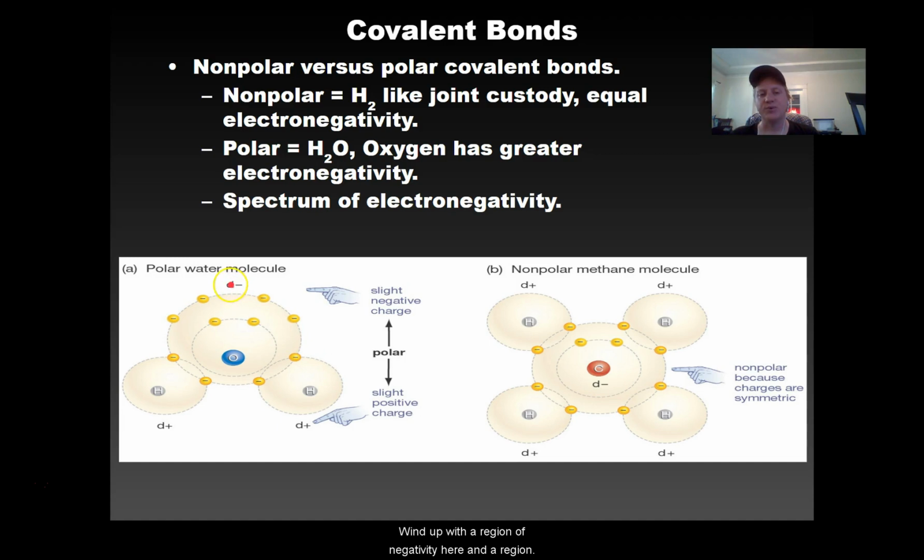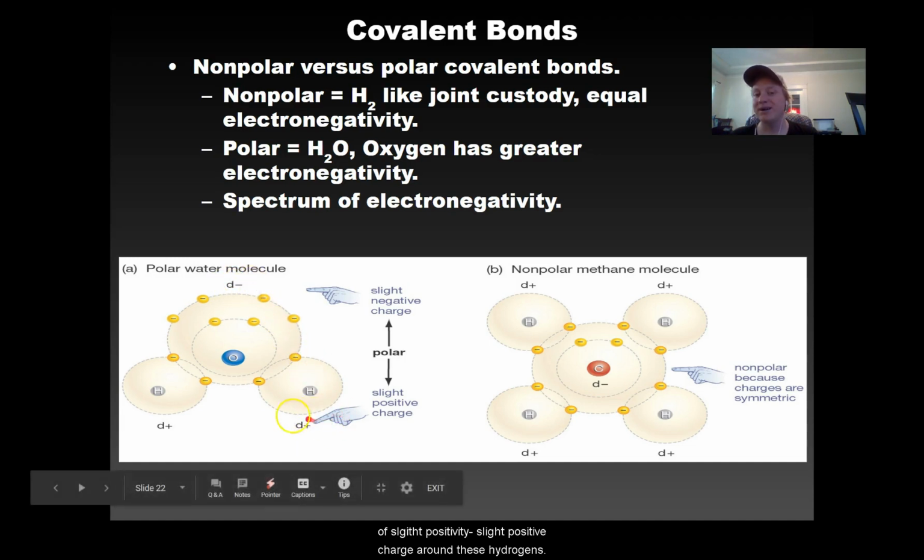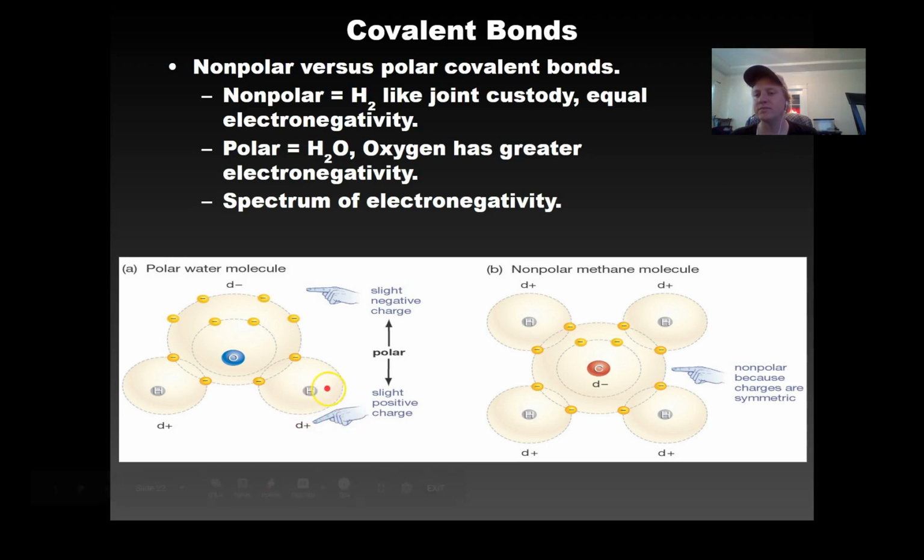Right? So you wind up with a region of negativity here and a region of slight positivity, a slight positive charge around these hydrogens. Let's talk for a second about a nonpolar covalent bond. So here we have carbon and here we have hydrogen. Okay, this is methane. We've talked about methane a few times in this lecture already, CH4. You wind up with carbon being slightly more electronegative than hydrogen. There's not as big of a difference as there is with oxygen.